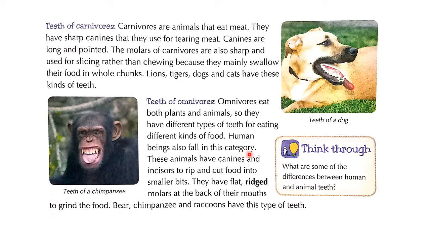Omnivorous animals have canines and incisors to rip and cut food into smaller bits. They have flat, ridged molars at the back of their mouth to grind the food. Bears, chimpanzees and raccoons have this type of teeth.